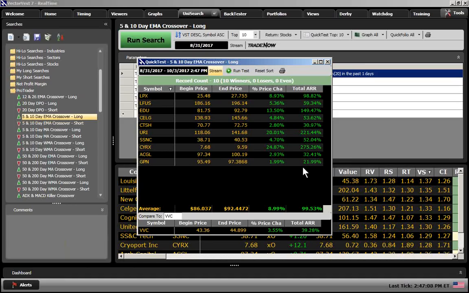I'm still not sure what you're asking. What is the difference between percentage price change and total ARR? Percentage price change shows you the difference between 8/31 and 10/3. Annualized rate of return says that based upon this time period, if I could have done this over and over in the same time period, about a month and a half, how much I would have made over the whole year. That is the difference. Hopefully that answers your question.